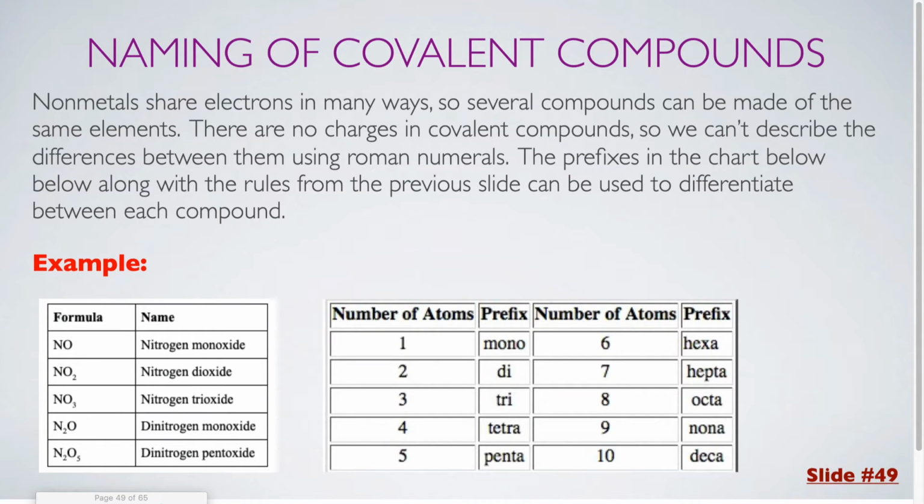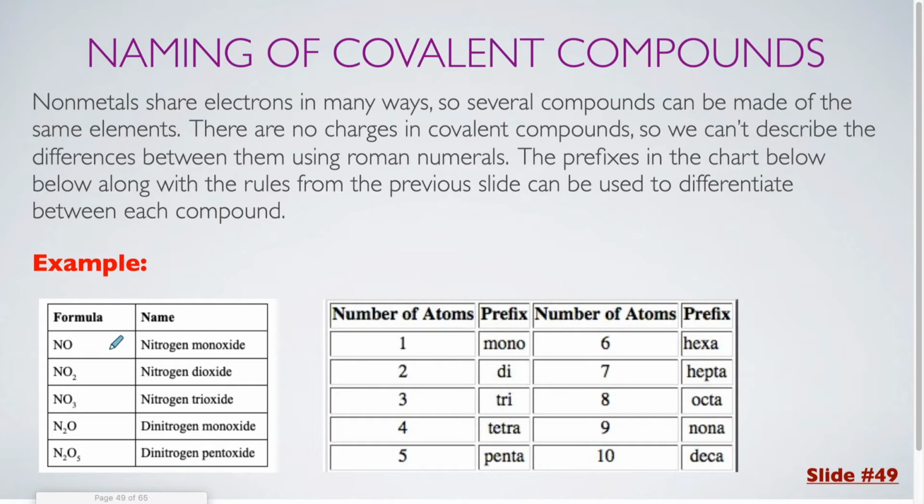Nonmetals share electrons in many ways, so several compounds can be made of the same elements. There are no charges in covalent compounds, so we can't describe the differences between them using Roman numerals like what we did with the ionic compounds. The prefixes in the chart below, along with the rules from the previous slide, can be used to differentiate between different compounds. So we have each of our prefixes for 1 through 10 listed here.